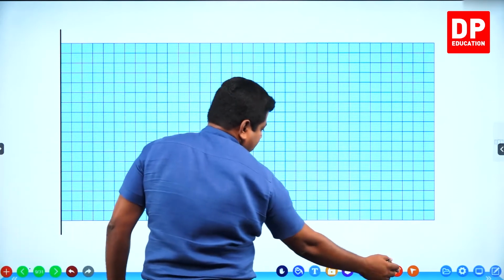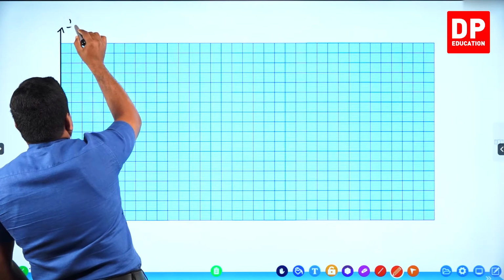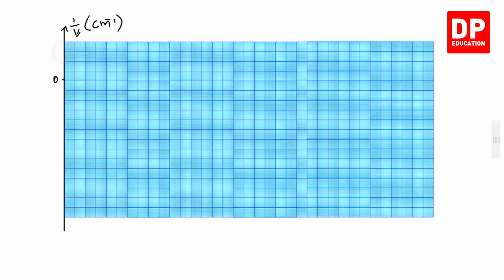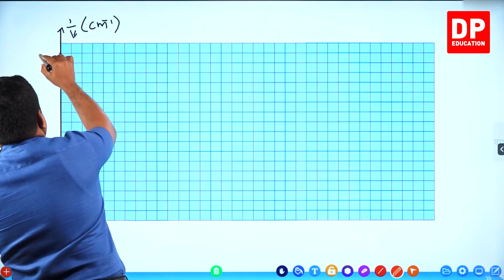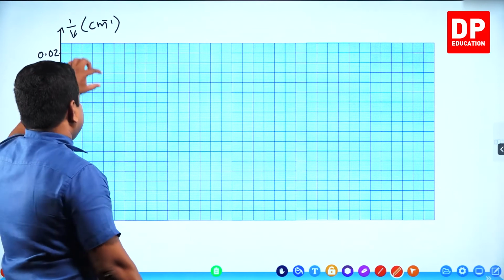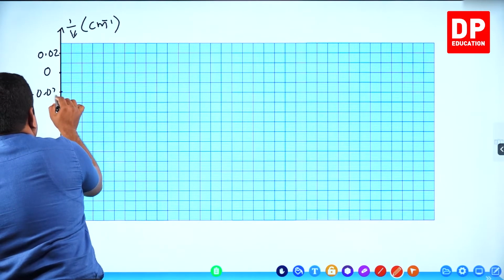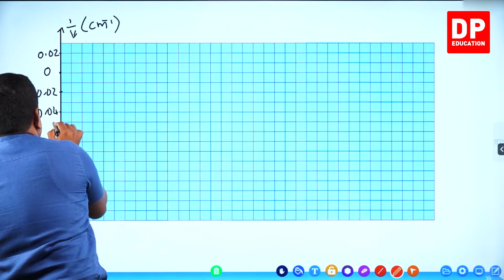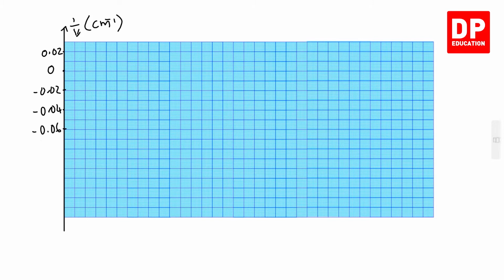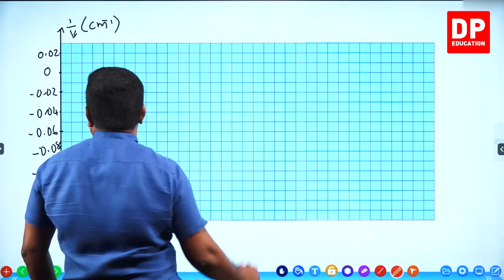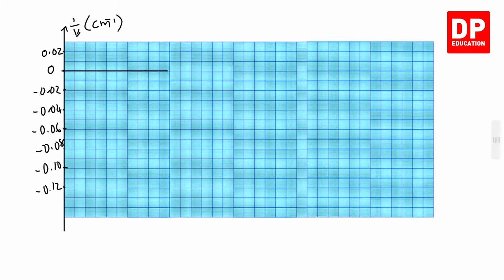Let me draw the y-axis, which is 1 over v, in centimeter minus 1. Let me take 0 here and take this as 0.02. That means each section I am taking as 0.01. Then this will be minus 0.02, this will be minus 0.04, minus 0.06, minus 0.08, minus 0.10, minus 0.12. That's how the y-axis scale will be. For the x-axis, this is where I have taken 0 of the y-axis. So the x-axis is going to be like this.